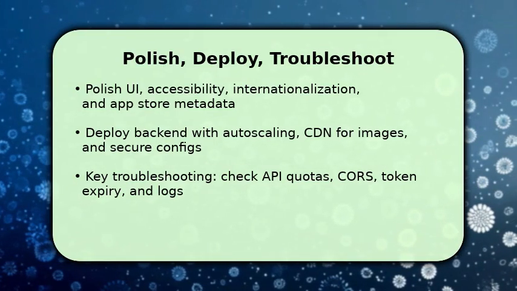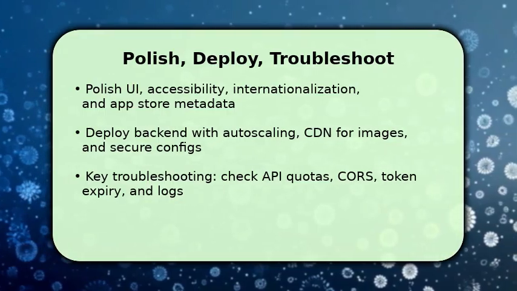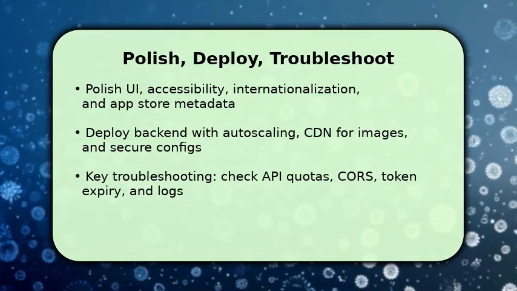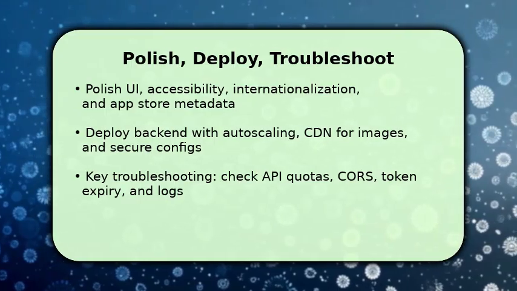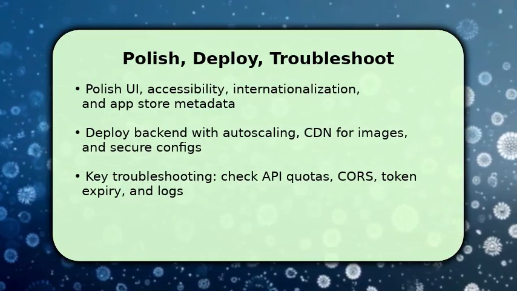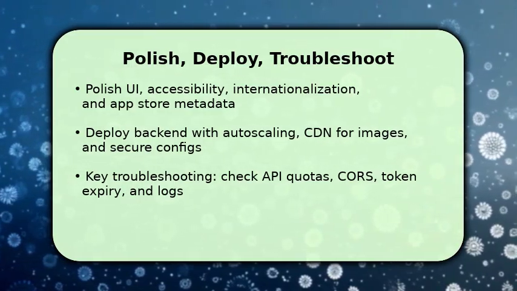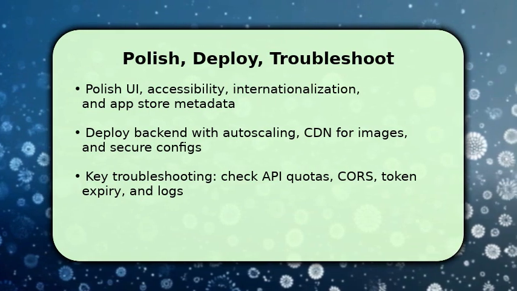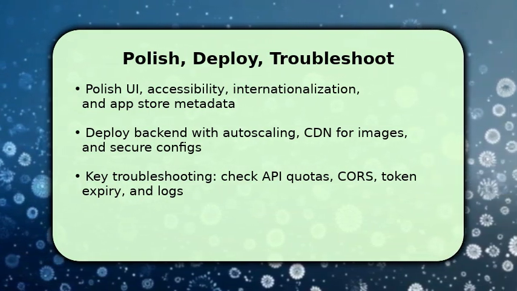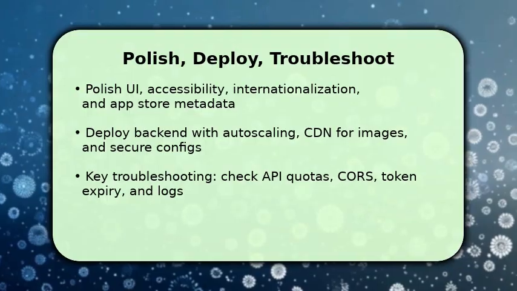Once live, monitor retention and error rates and iterate on feed relevance. If things go wrong, first check API quotas and token expiry, then examine cores and server logs. Often the issue is rate limits or expired keys, so rotate credentials and rerun failing requests to confirm resolution.